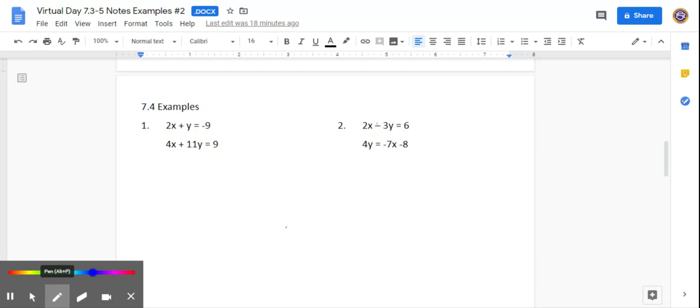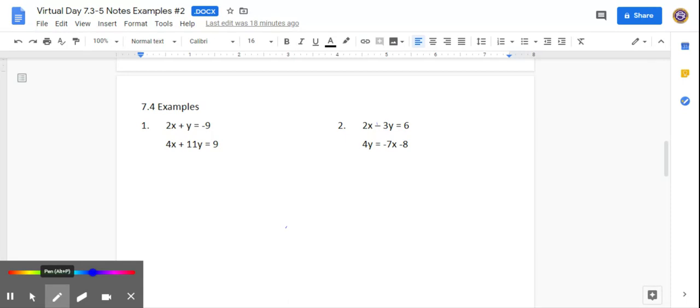Some of you are going to say, oh, if the x's both had a 4 and a negative 4, they would be eliminated. Some of you are going to say, oh, if the first y was negative 11, then the y's would be eliminated. It doesn't matter which one you choose to eliminate. It will work both ways.